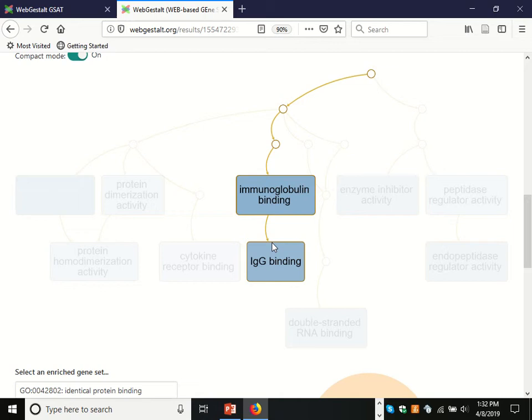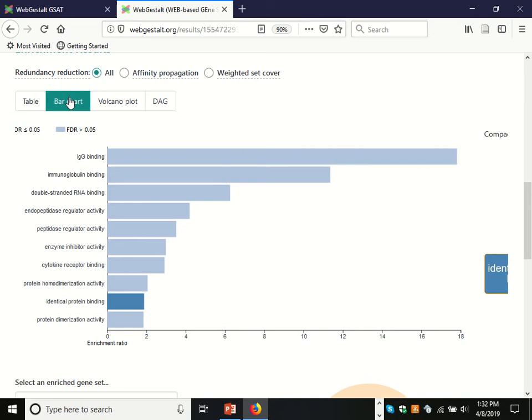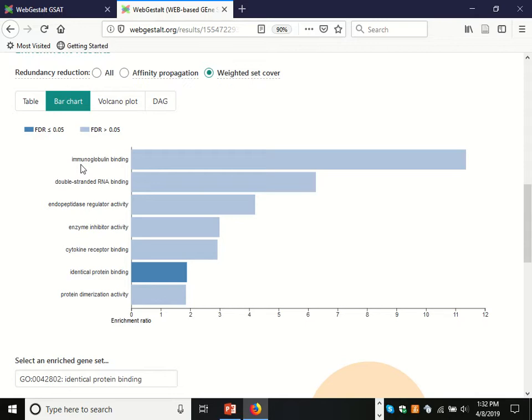So when we come back to our bar chart, if we want to use something like weighted set cover, it says, well, those two are actually related to each other. I shouldn't show both, just the one that has the better probability associated with it. Okay? Great.